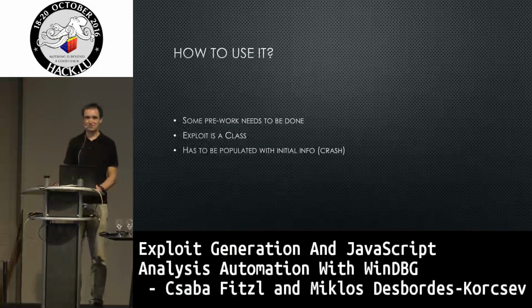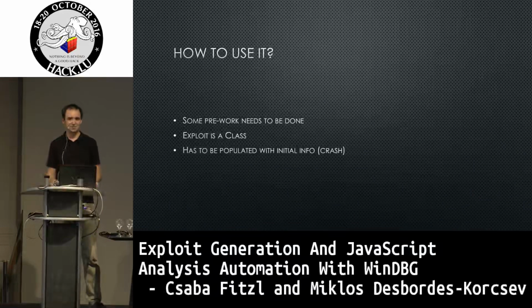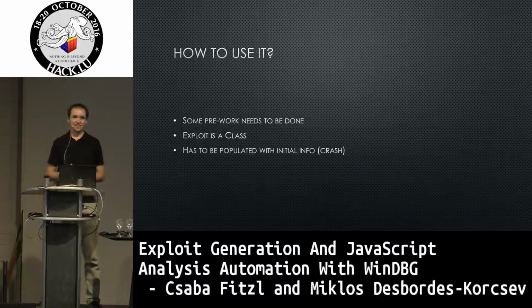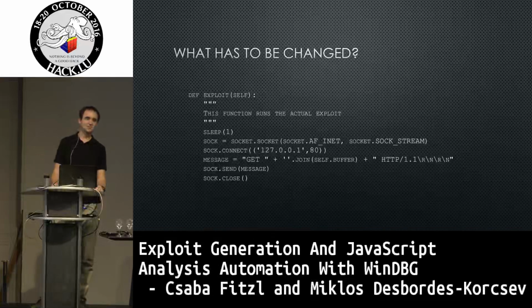So there is some pre-work that has to happen. You cannot just take any POC code that will crash the application and give it to the tool, because it cannot interact with it. I came up with an exploit class, and there are some functions inside it which have to be populated, mainly the exploit function, which basically defines how you crash the application. Again, this is written in Python. So basically, you have to populate this function in order to work.